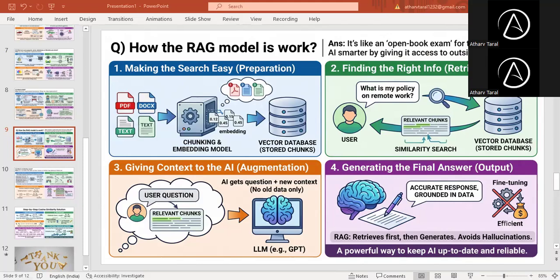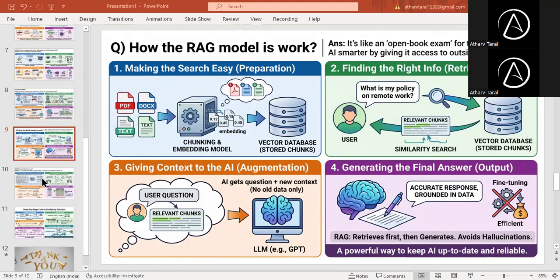Because AI now has the fact right in front of it, it can write a very accurate response. That means the final response is grounded in real data, which helps stop the AI from making things up, what we call hallucination. So to wrap it up, RAG is basically about retrieving the facts first and then generating the answer. It's a very powerful way to keep the AI up to date without having to spend a lot of money on fine tuning or retraining the models.